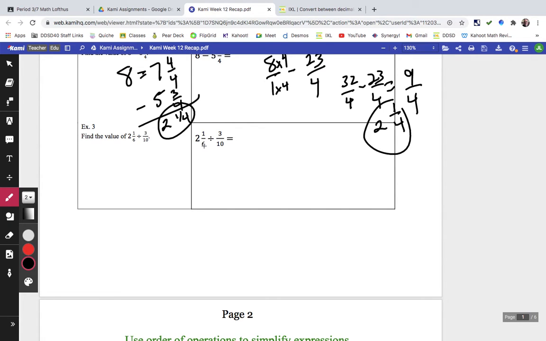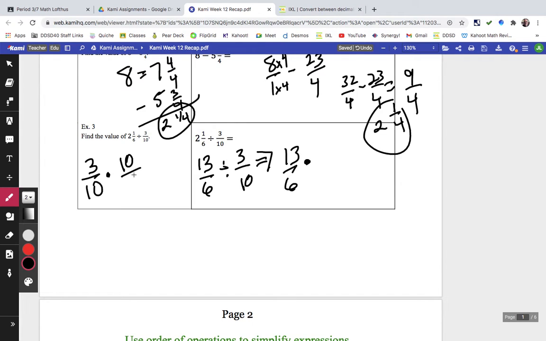So let's do this one. This is 13/6 divided by 3/10. Each period today, a student demonstrated how to do this. We're going to change this to 13/6 times the reciprocal of 3/10. A reciprocal is a number that you multiply by to get 1, and 3/10 times 10/3 is equal to 30/30, which is equal to 1. So we're going to multiply this by 10/3 and we'll get the same answer.